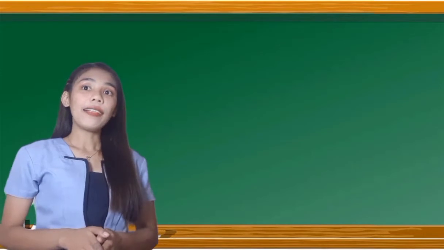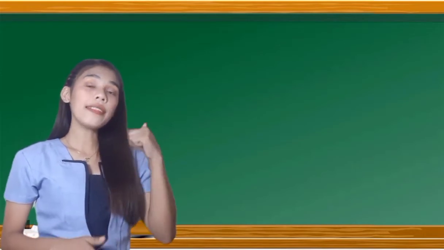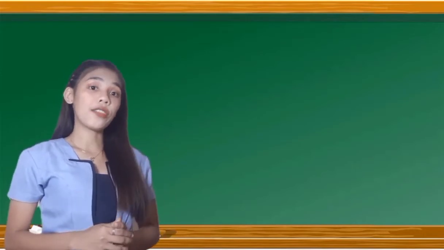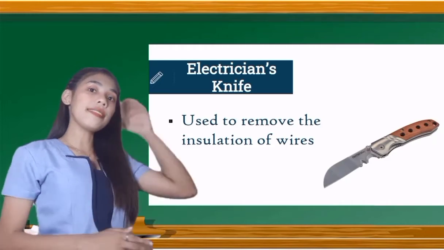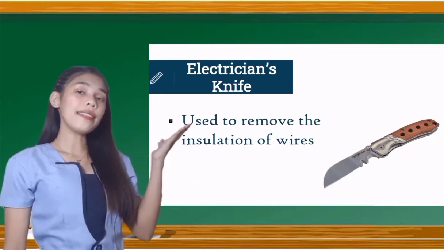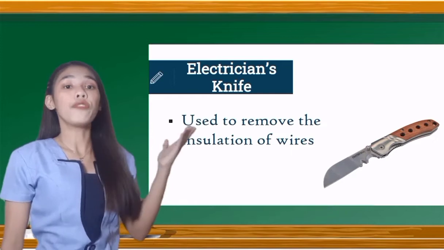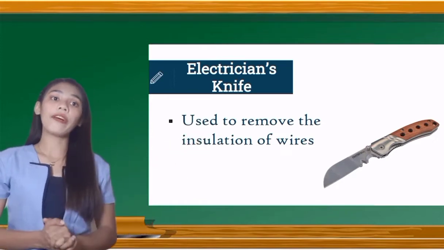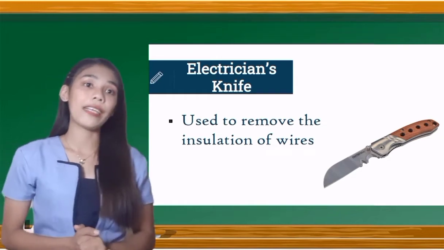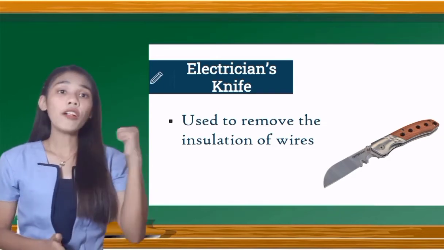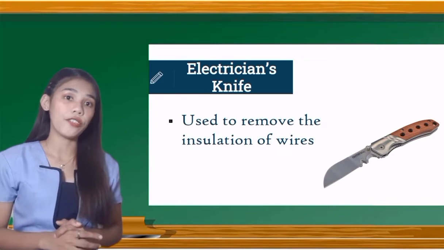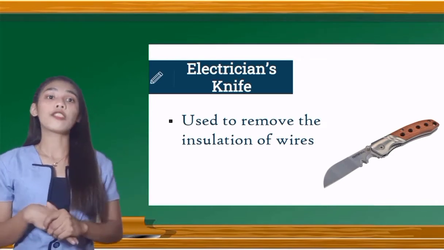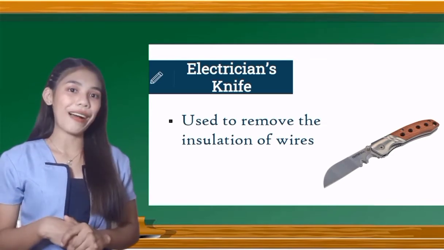So let's start with cutting tools. The first cutting tool is the electrician knife. So this is the electrician knife. As you can see, this electrician knife is used to remove the installation wires, and the primary use of an electrician knife is for cutting wires, cables, and also stripping of their plastic insulations. Aside from that, it is also frequently used in cutting boxes.